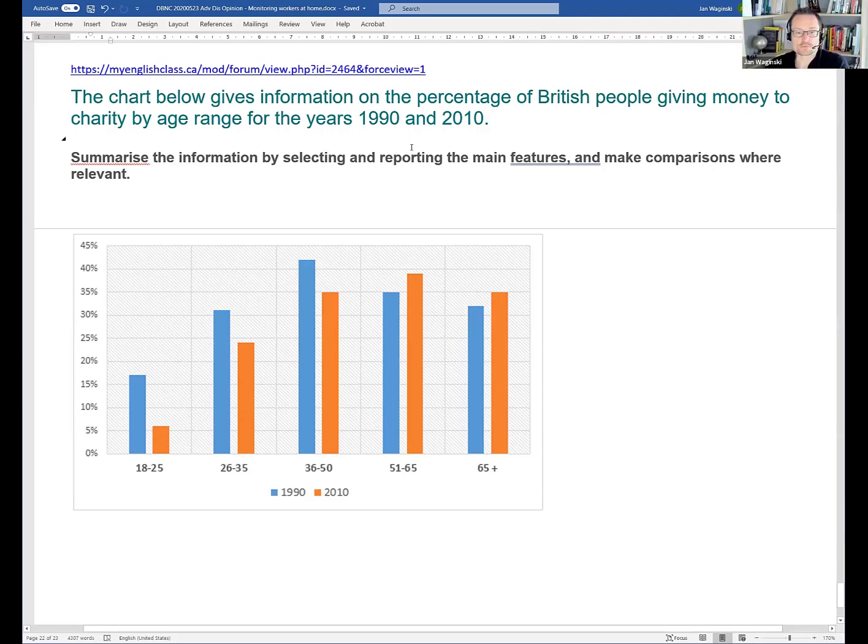Okay, Dina, the chart below gives information on the percentage of British people giving money to charity by age range for the years 1990 and 2010.